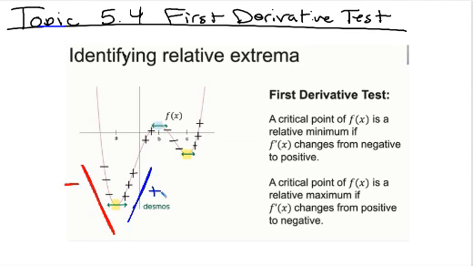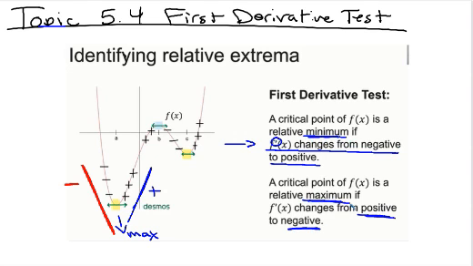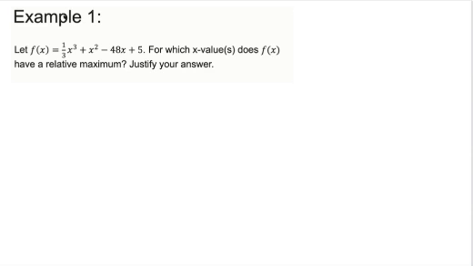When a function changes from decreasing to increasing, this is a minimum according to the first derivative test, when the derivative changes from negative to positive. So if we have derivative values, notice that these are derivative values, changing from negative to positive, then we have a minimum. If they change from positive to negative, then we have a maximum, and that would be illustrated right here. These are changing from positive to negative. So let's look at this example.